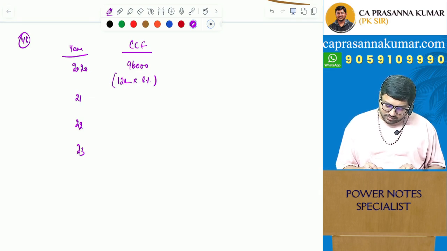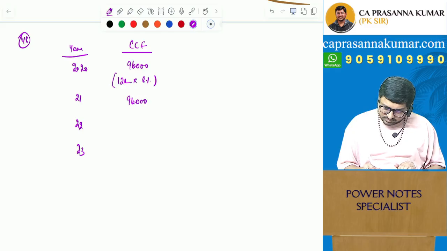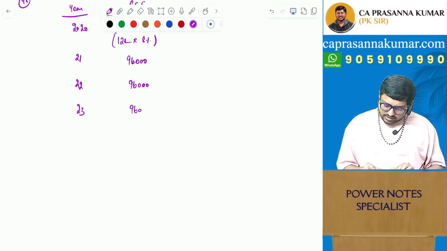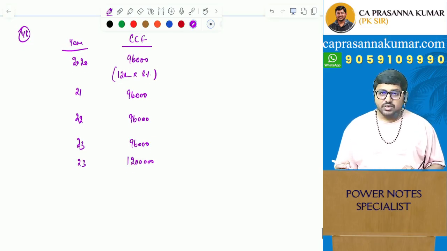All right. Now, next year also it's going to be 96,000. Same stuff. Next year also 96,000. Last year 96,000 will be there. In addition to that, there will be redemption as well, which will be 12 lakhs. The total amount of last year will be 12 lakh 96,000. This will be 2323. Correct?